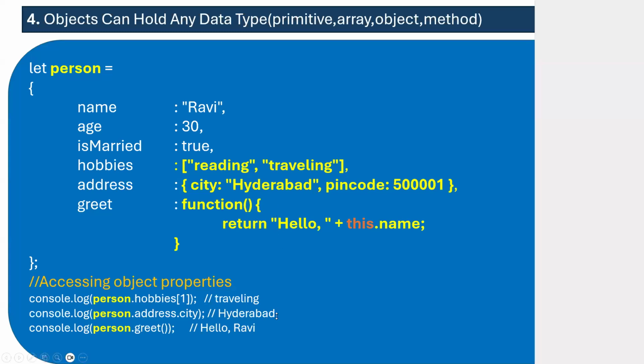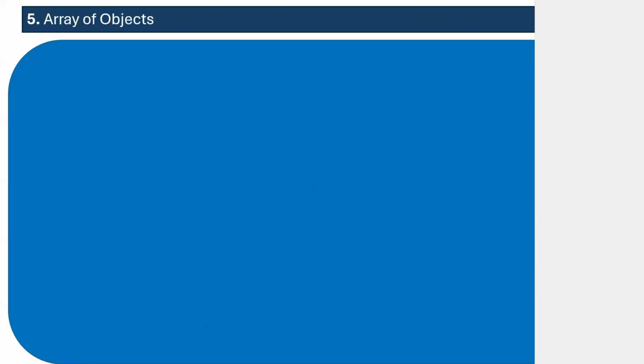Now, the last one, guys, if you see, I was accessing a method, see, person dot greet, and it returns hello Ravi. Guys, understood why it means hello Ravi? Please confirm, everyone. Okay. Right. So I want to discuss something: object can hold any type of data. And this is also a key important concept, array of objects.